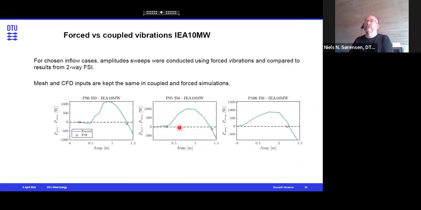Then we compare a forced motion situation with a full FSI situation, and we can see that both the FSI, shown in the red circles here, and the forced motion, which shows this power injection as a function of amplitude, predict approximately the same possible limit cycles for this specific single blade configuration.